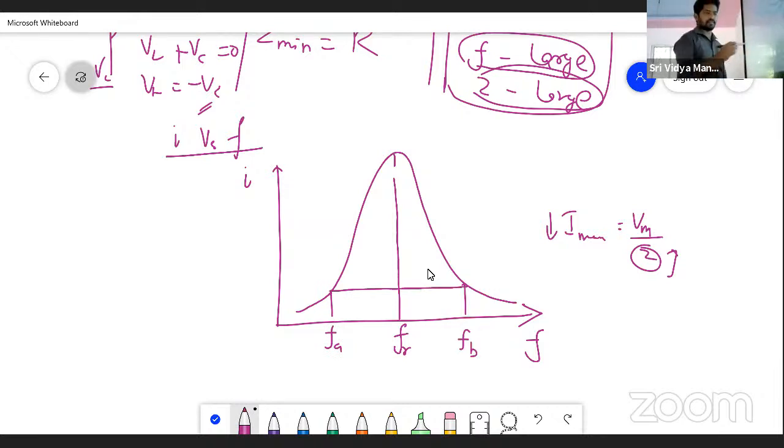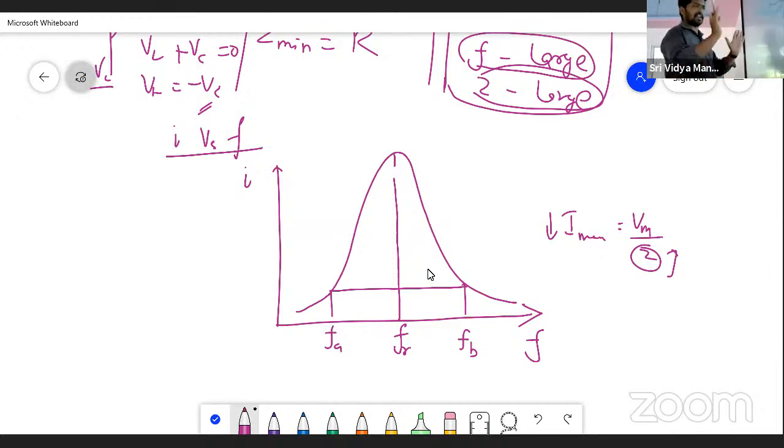FA and FB. FR is nothing but the resonance frequency. FA is the lower band frequency, FB is the higher band frequency. You study this in detail in the 10th lesson, communication system. So FB is the upper band frequency, FA is the lower band frequency. The difference between FB and FA is the bandwidth. Detail is studied in the 10th lesson.